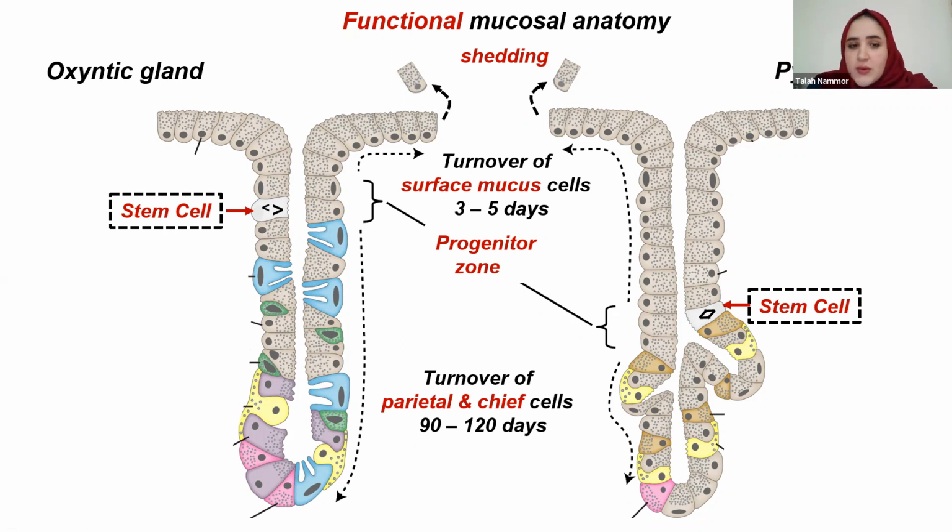Okay, which gland secretes mucus? So basically, guys, both glands will secrete mucus because, as you can see, both glands are made up of mucus cells, okay?